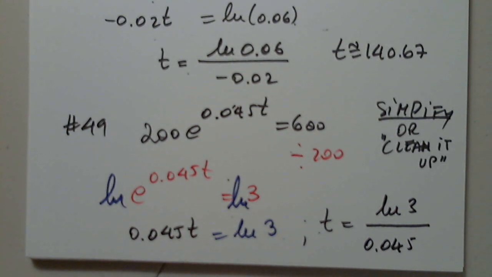Let's find it quickly. So I have natural log 3 and divide by 0.045. I didn't need parentheses because I don't have a negative number. So it's 24.41. So t is approximately 24.41. Good. Back to the book.